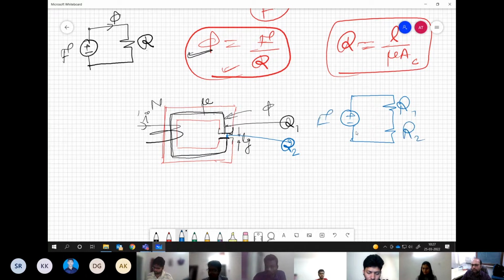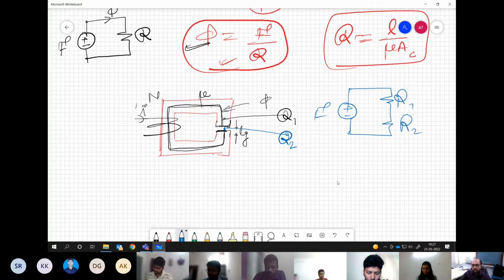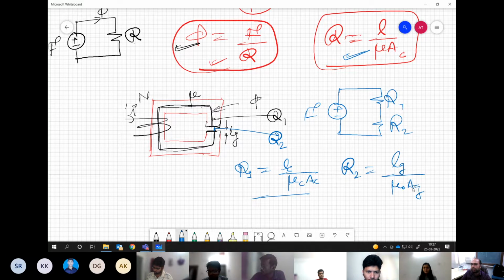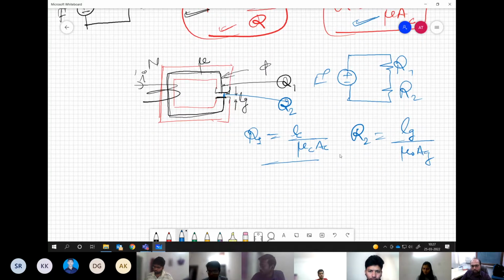And we know what these values are. So R1, from this expression we can compute. What is R1? Basically Lc divided by mu c times Ac. And R2 is nothing but Lg divided by mu 0 times Ag. And we also say that for uniform cross section, Ac is nearly equal to Ag. There is no problem in that.